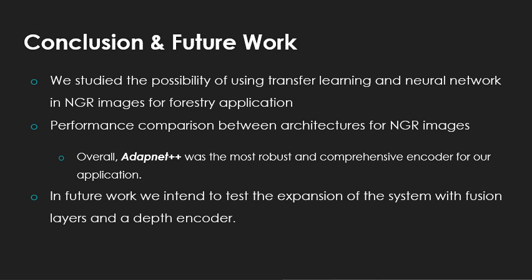In conclusion, I spoke today about our motivation to clean the forest using perception, our proposed approach of using 6 classes in NGR images using semantic segmentation, and our results of transfer learning being beneficial even with different input channels. We then compared to find the optimal hyperparameters and compared 3 architectures to see which one suited our aims the best. In the end, AdapNet was the most robust and comprehensive encoder for our application, and we will be using it from now onwards. However, we still need to improve our system to identify humans and animals better.